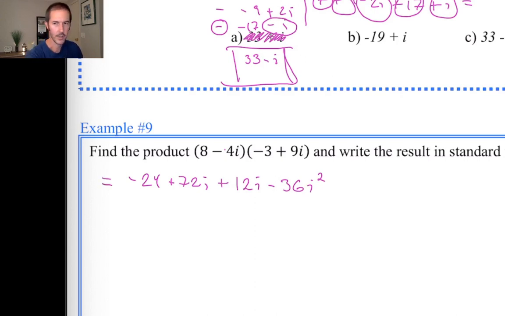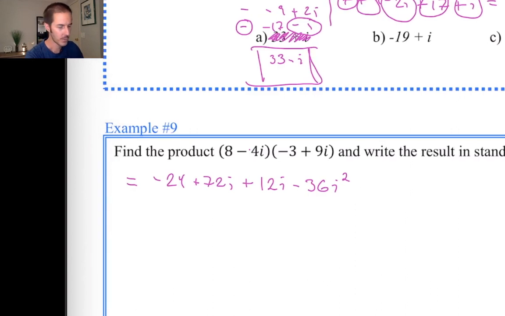We could put an equal sign over here to the left. Now the next step is pretty intuitive. We're going to combine like terms here. Normally I don't do my notation like this.